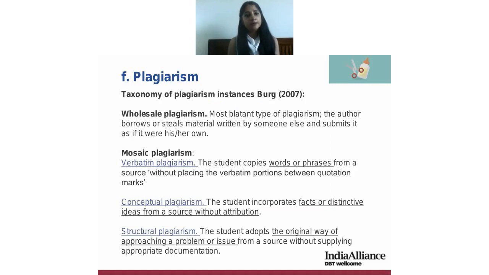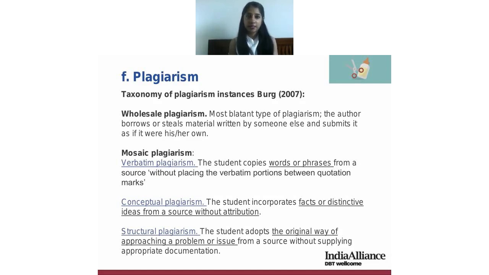There are different classifications, actually, but more or less, it is just common sense. You are copying or using someone's data or words without citing them. Wholesale plagiarism is the most blatant, where the author borrows or steals material written by someone else and submits it as if it's their own.